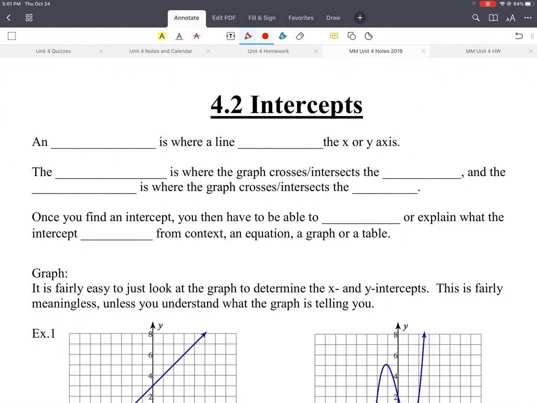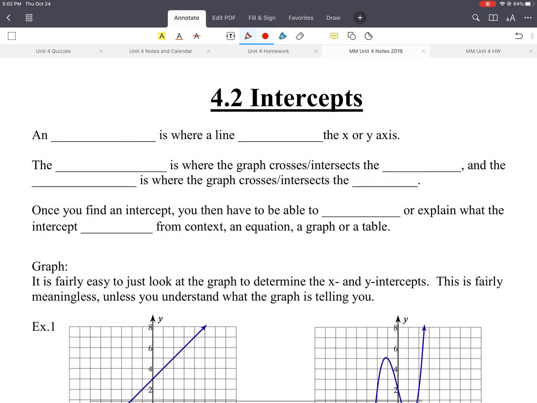All right, welcome to 4.2 Intercepts. Last time we talked about function notation and how to do operations on functions like adding and subtracting, and then also substituting the answers in, to evaluate. I guess that'd probably be a better way. This lesson we'll be talking about intercepts, specifically for linear equations like y equals mx plus b. So let's fill in some of these spots.